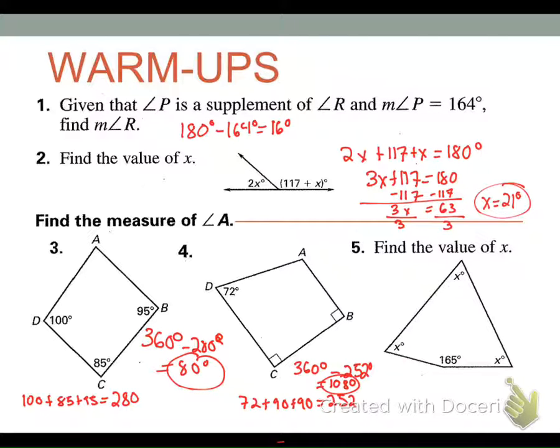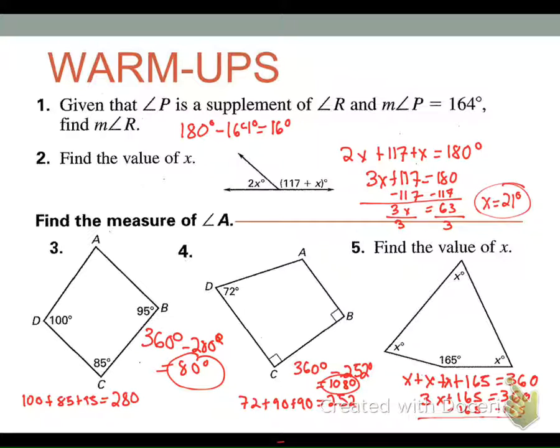We have 3 unknown angles of the exact same value. So we have x plus x plus x plus 165 equals 360. We can combine all of our x's to be 3x plus 165 equals 360. How do I get the x by itself? We gotta subtract first, so subtract 165.